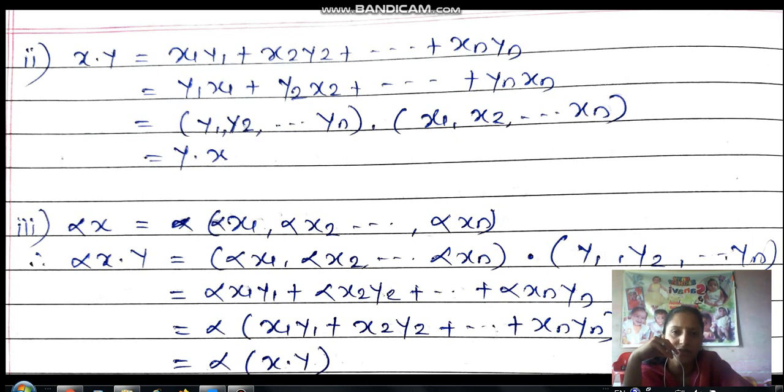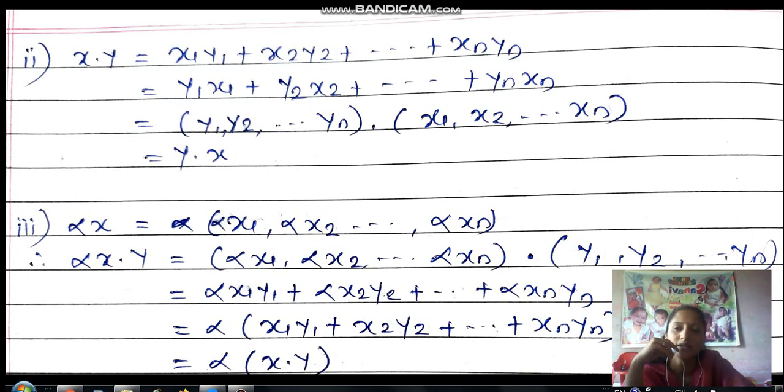So this is the definition of the inner dot product of y1, y2 up to yn with x1, x2 up to xn. So by the definition of dot product we get y dot x. So x dot y is equal to y dot x. It is the same property as the inner product. So the second property of inner product is satisfied here.